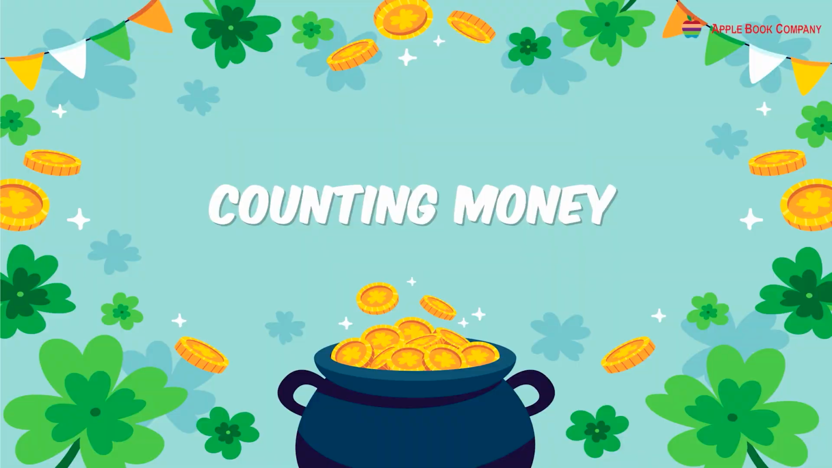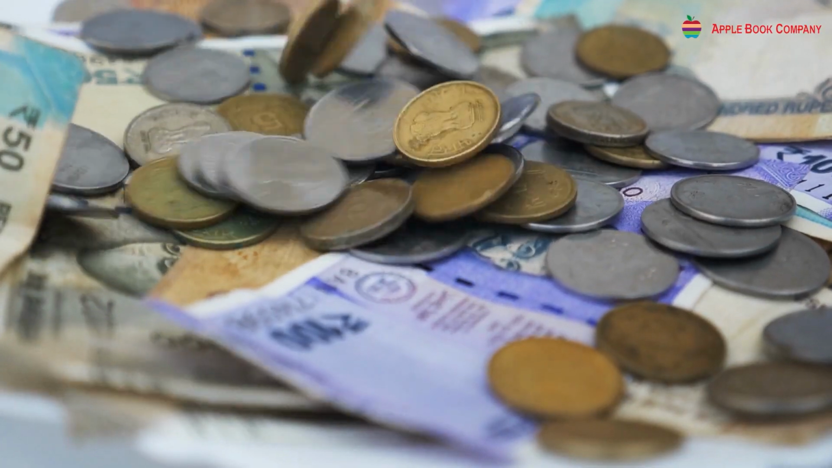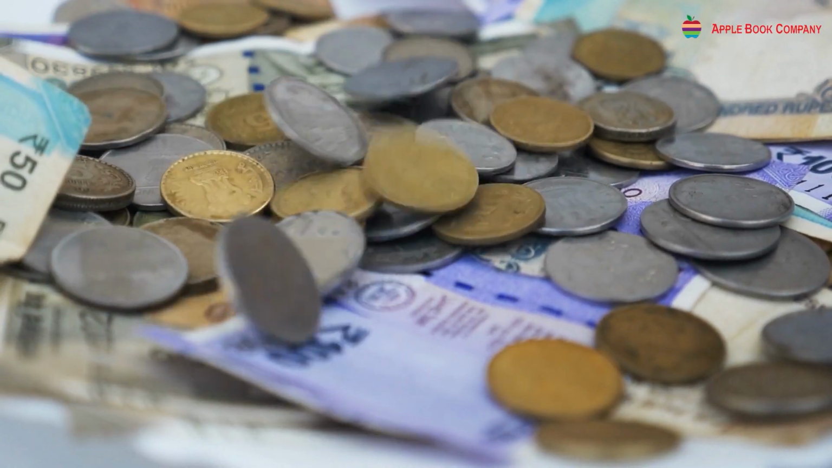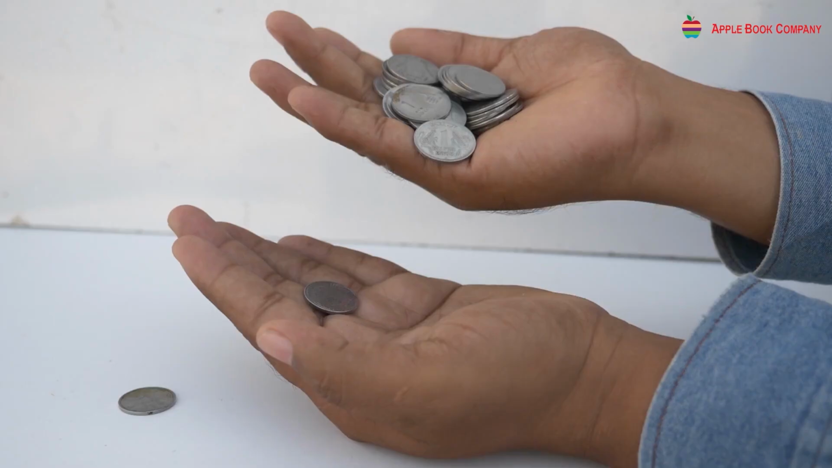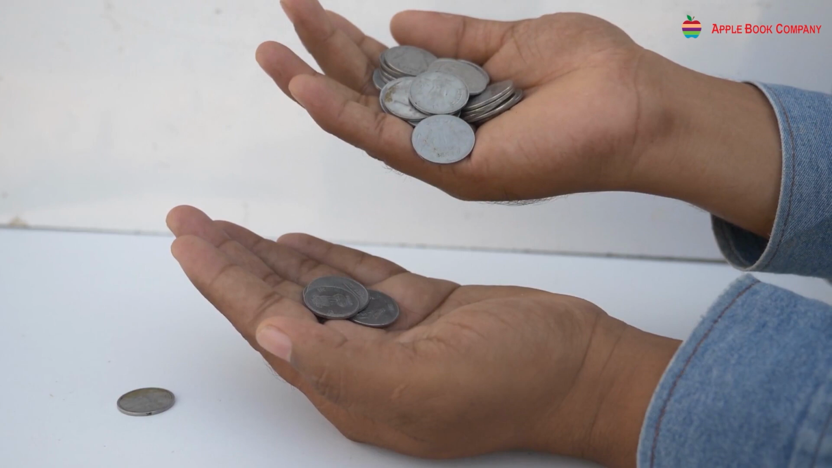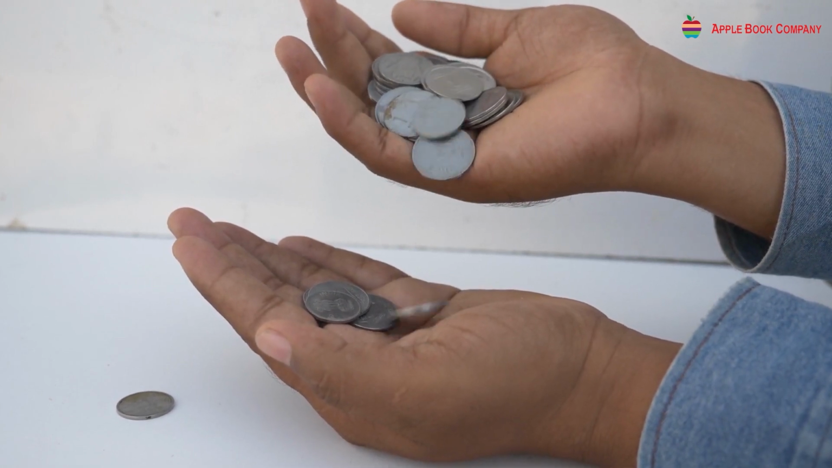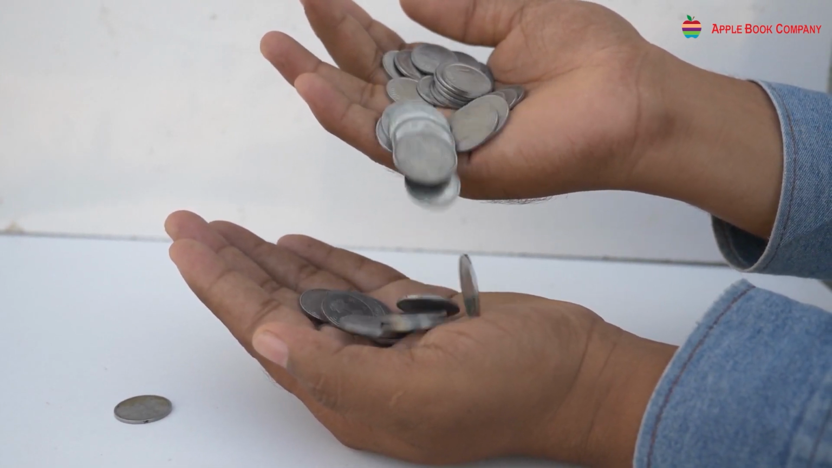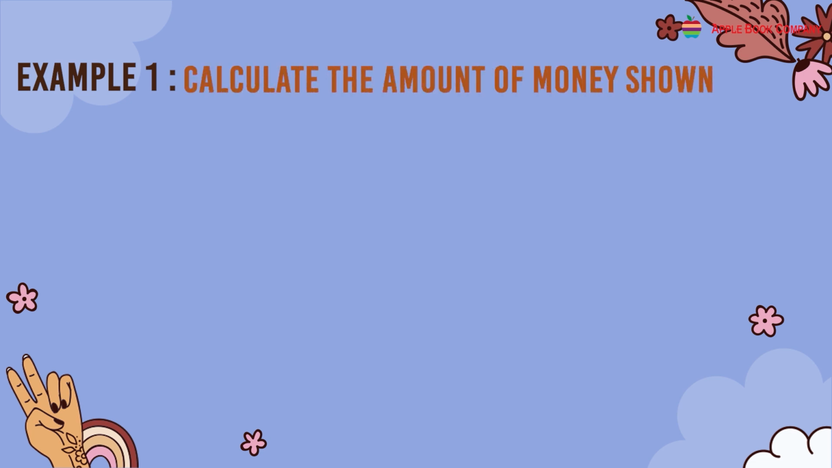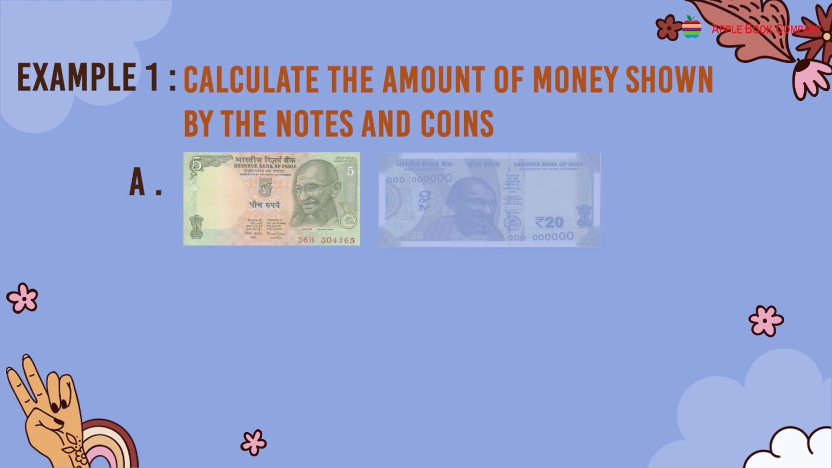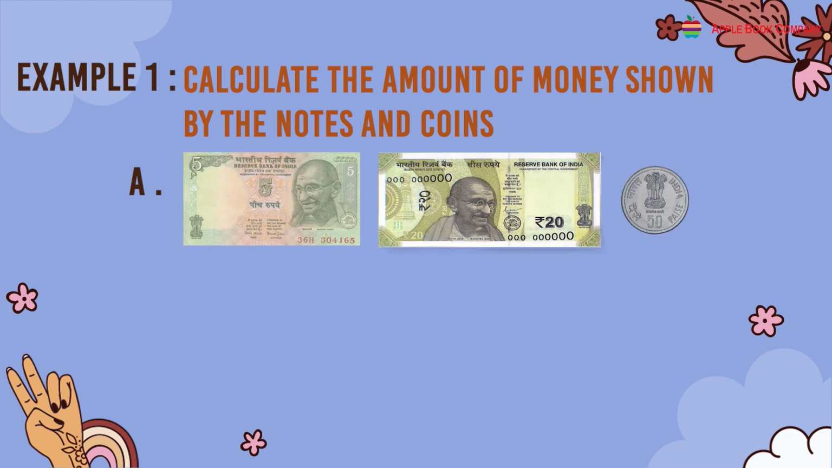Counting money. Now that you are familiar with conversion of rupees into paise and vice versa, let's learn to count money. To calculate the amount of money, add the rupees and paise separately and add them together. Example 1. Calculate the amount of money shown by the notes and coins. A: we have a 5 rupee note, a 20 rupee note, 50 paise and 25 paise. So how do we add it?